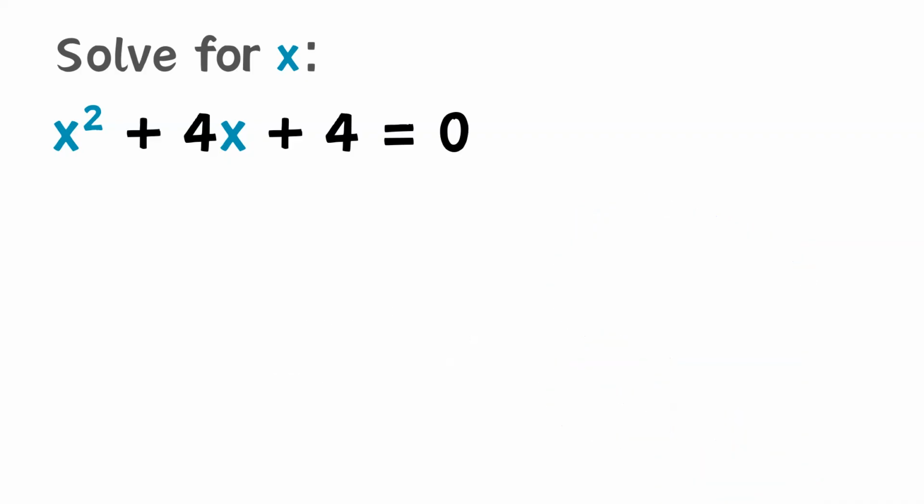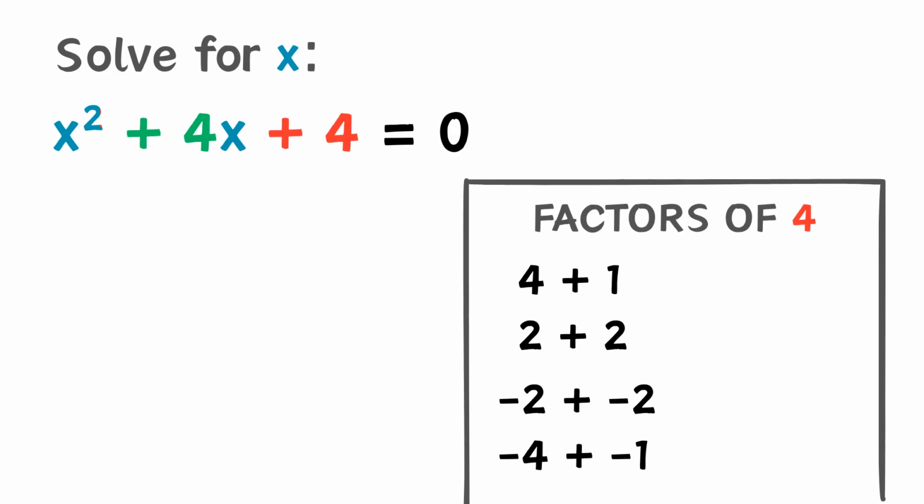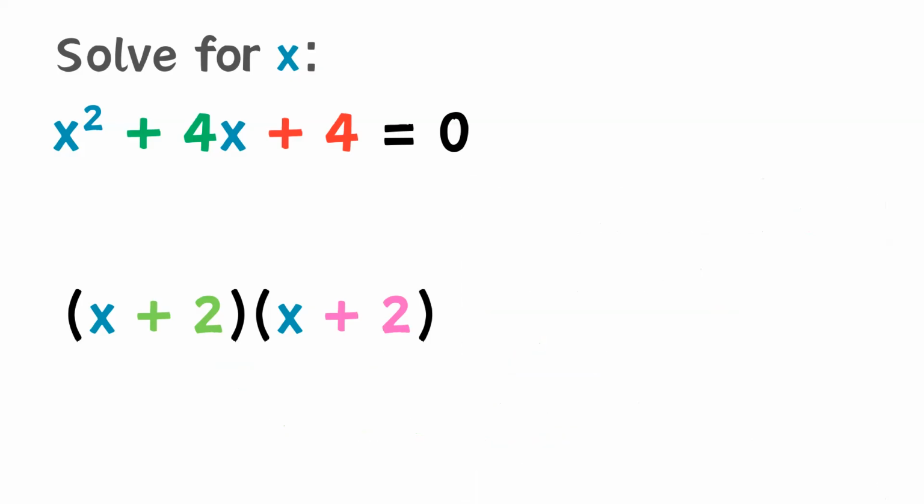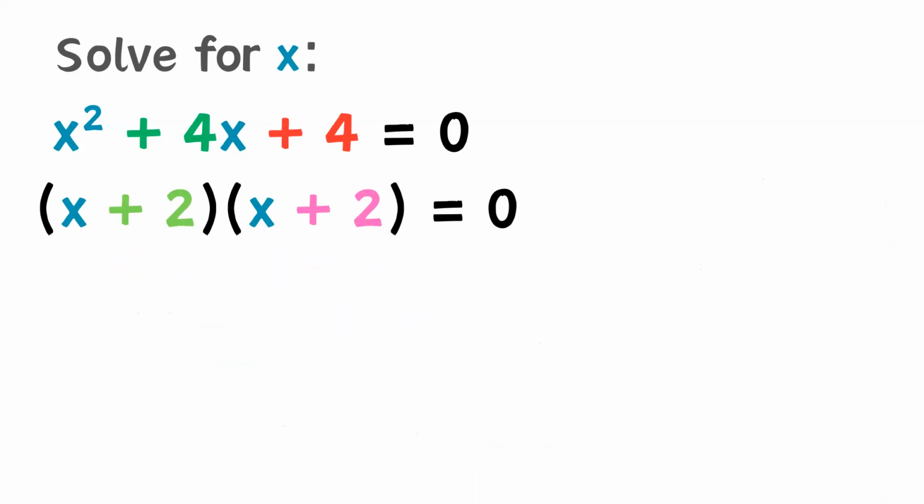Now remember, in the beginning I said we can have up to 2 answers because we have the x squared. While many times we do get 2 answers, sometimes we only get 1. But I'm already getting ahead of myself. Let's begin by factoring. Listing factors of 4, we see that only 2 and 2 add up to make 4, the coefficient of x. So we can factor this as x plus 2 times x plus 2.